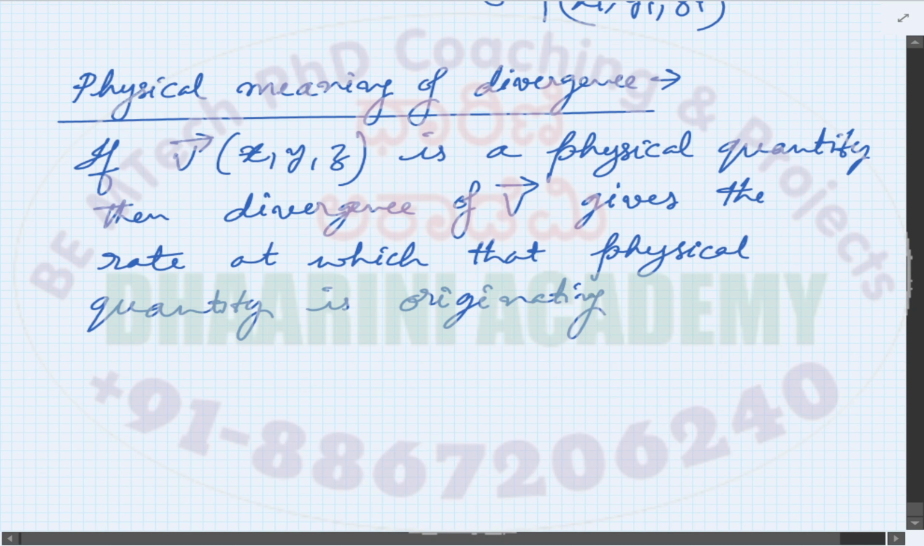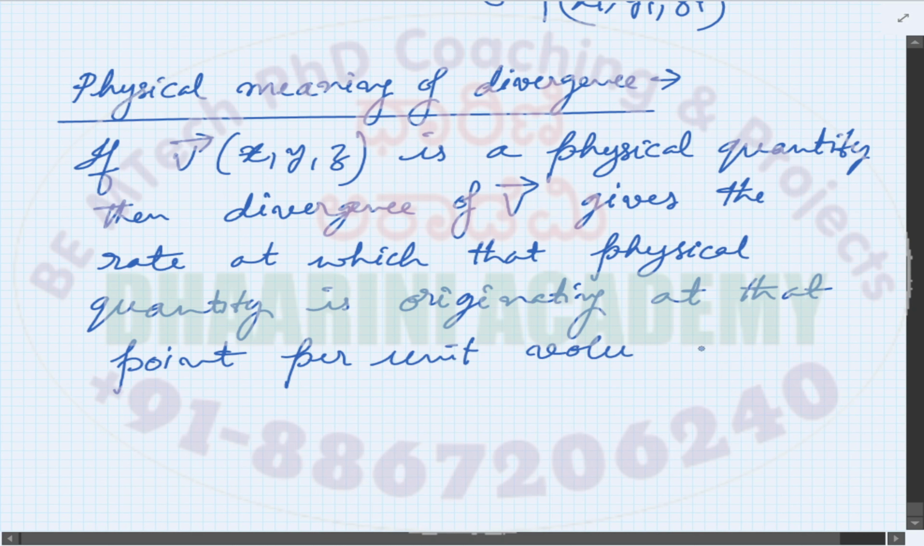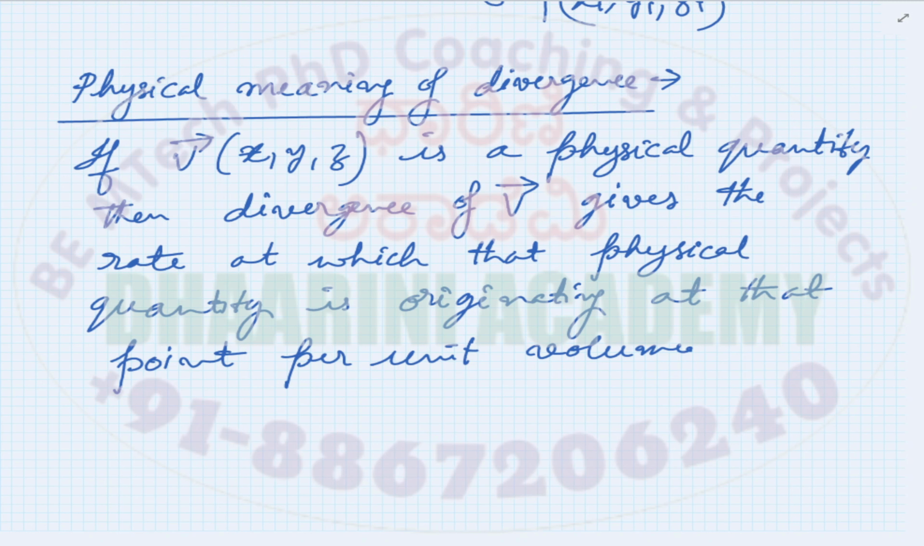Okay, at that given point, per unit volume. So for a given particular quantity v, how much it is varying at that given point, we can relate it in this fashion.